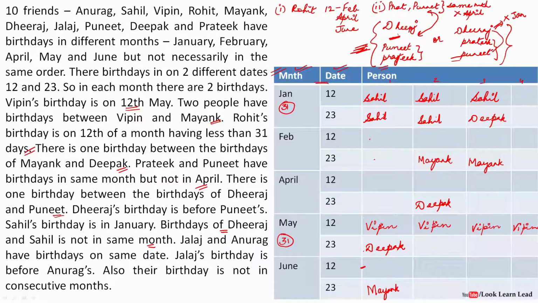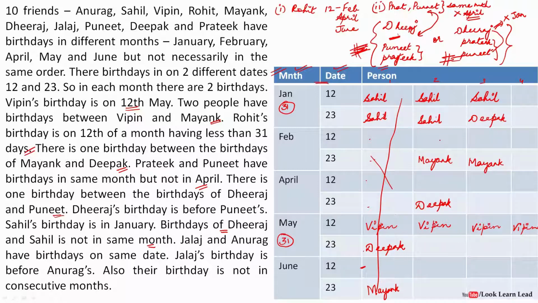Let's move on to the second scenario. It is Dheeraj, Prateek, Puneet. If I put Dheeraj over here, Prateek and Puneet would be over here. This is not according to our scenario, because Prateek and Puneet cannot be in April. If I put Dheeraj over here, then also Prateek and Puneet cannot be in April. With one gap, it should be Prateek. So this doesn't fit in both of these options, and this is not our answer. So let's move to the next scenario.